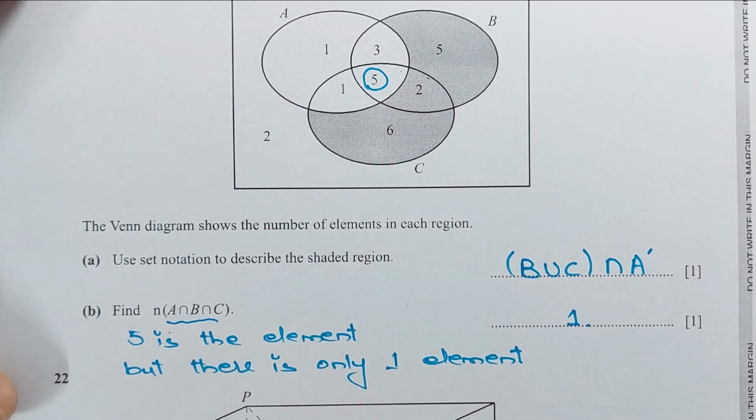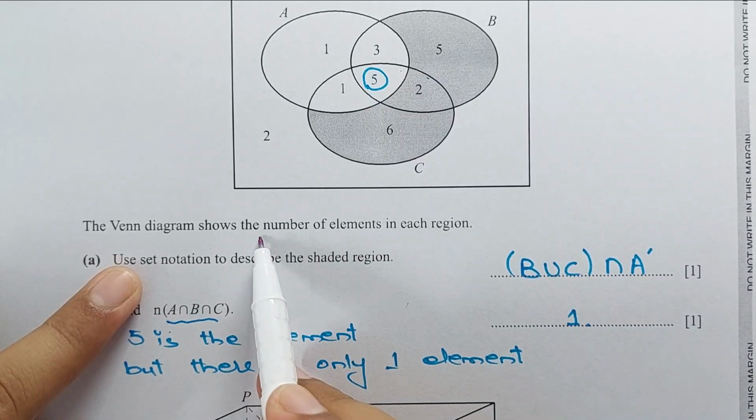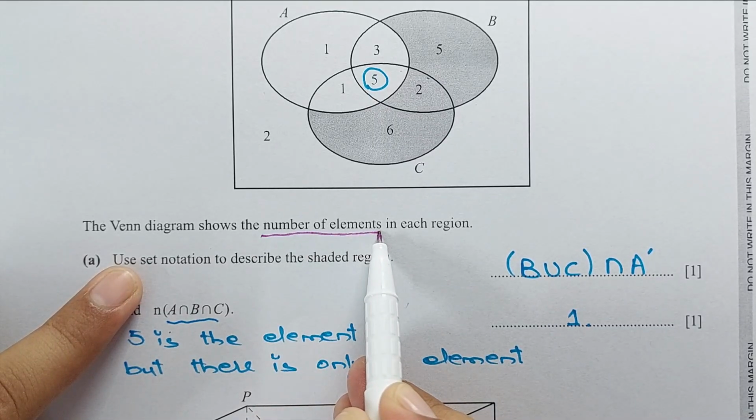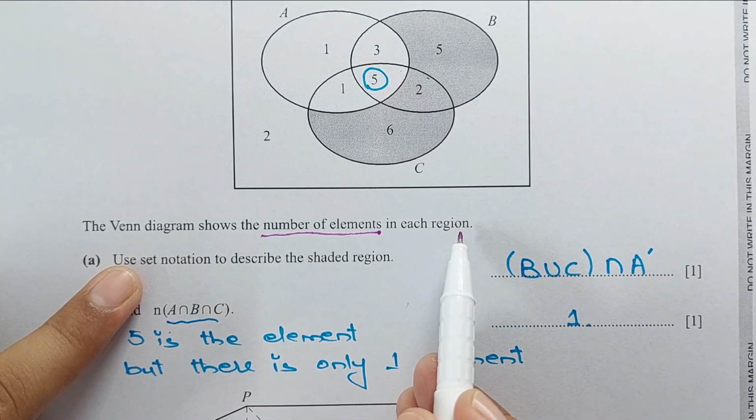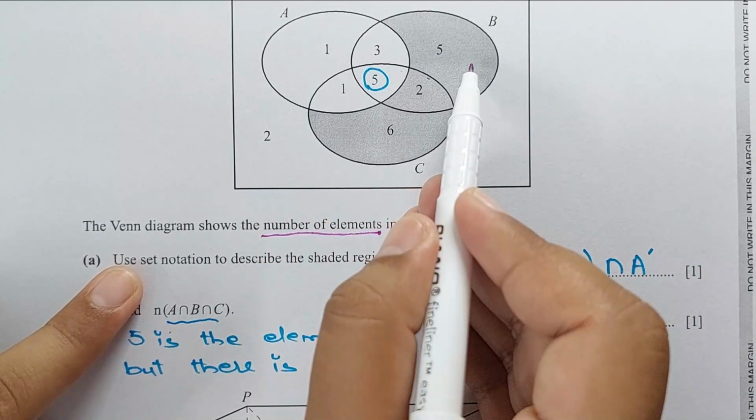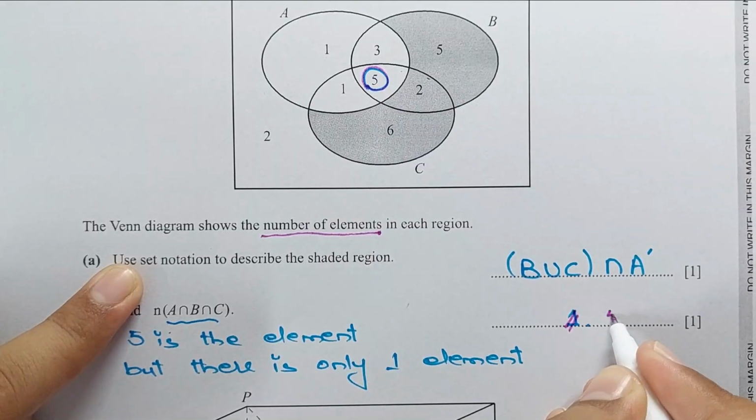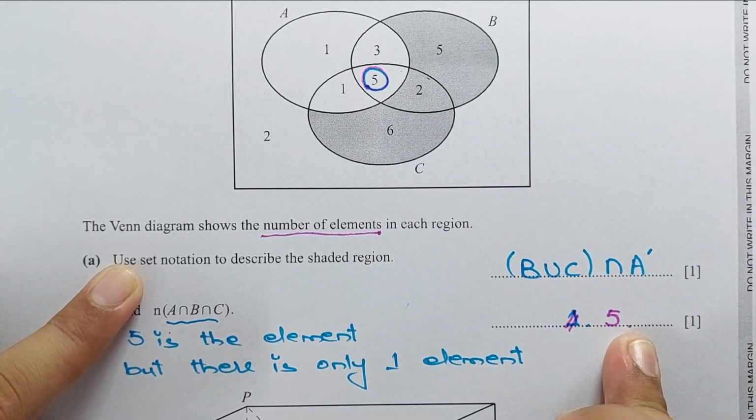Wait a second, I made a mistake here. The question says the Venn diagram shows the number of elements in each region. So the number of elements in the region A intersection B intersection C is 5. Yes, it is 5. They are numbers of elements.